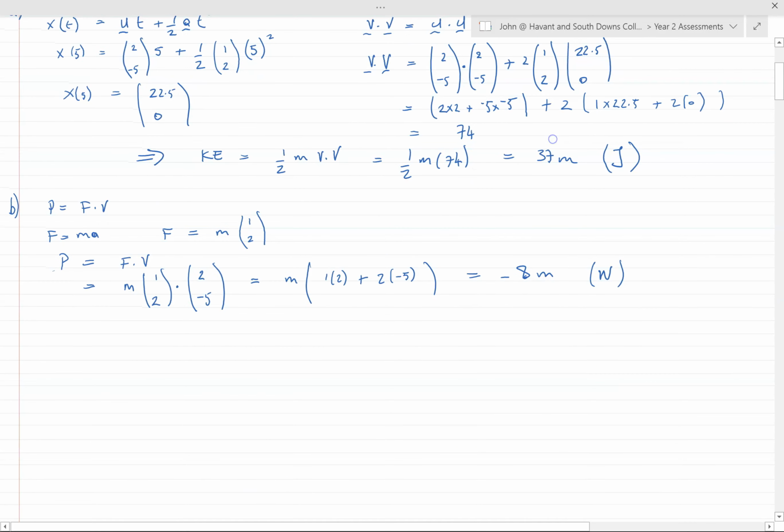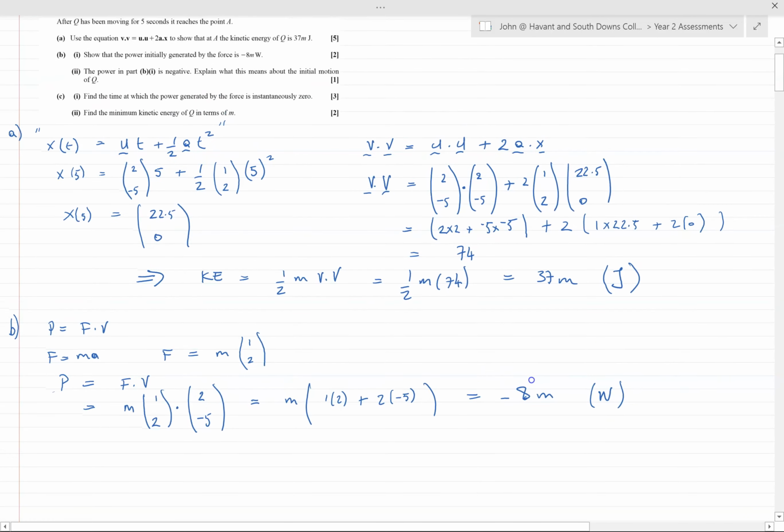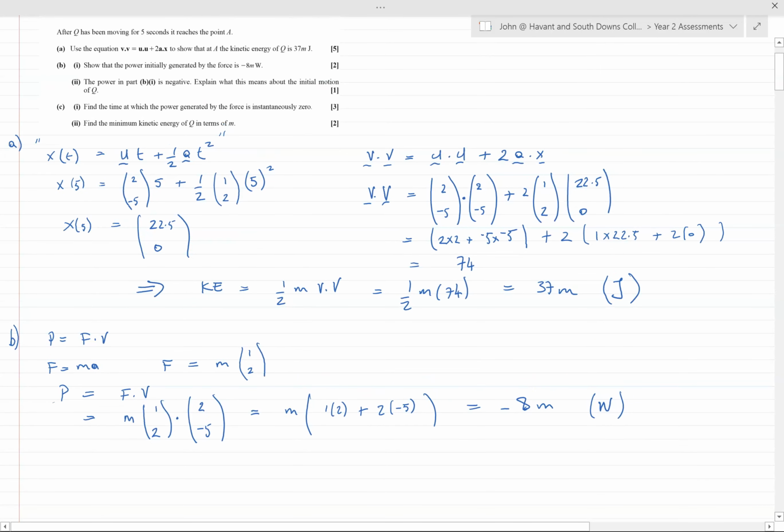So therefore, that's why the power is negative, because it's taking kinetic energy away from the system. So the speed is reducing, not the velocity. You'll get the mark if you say speed is decreasing. Or kinetic energy is decreasing was acceptable for that mark as well. Okay, so then part C.